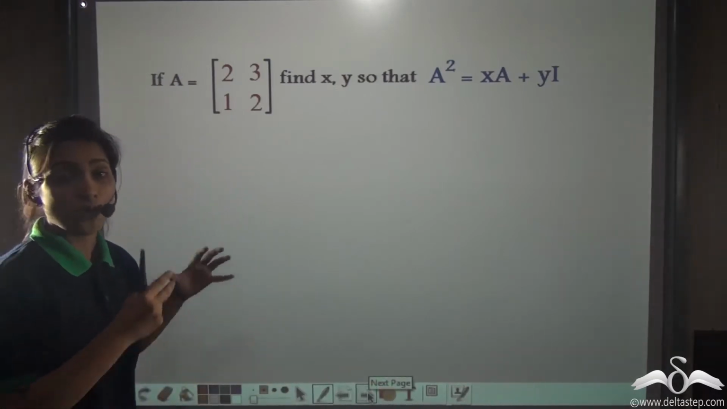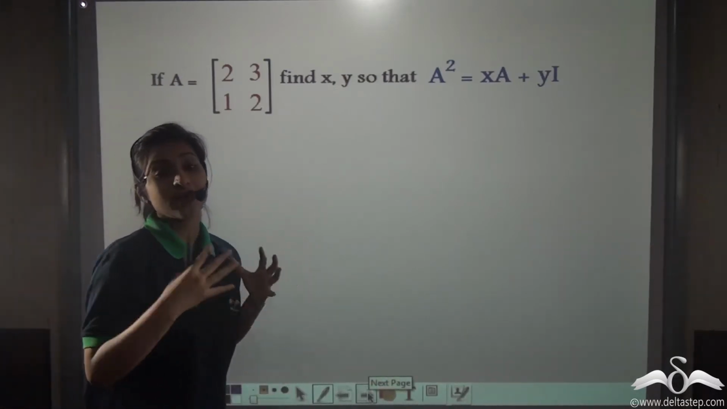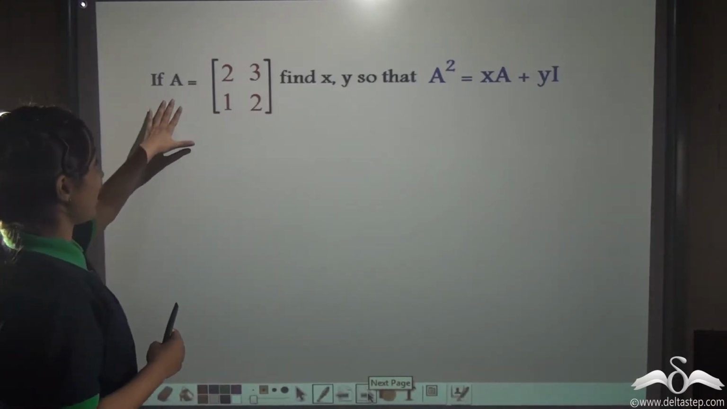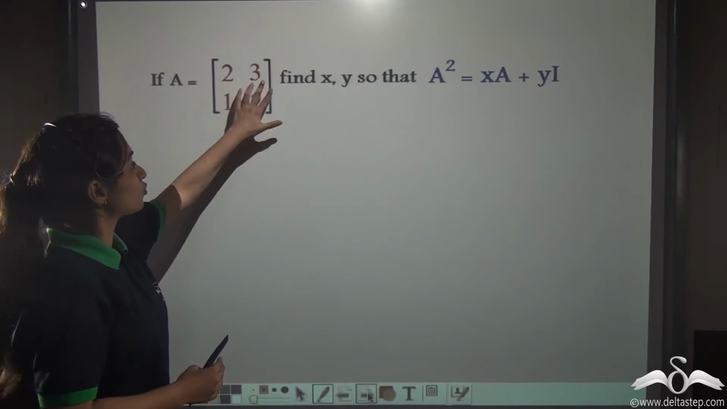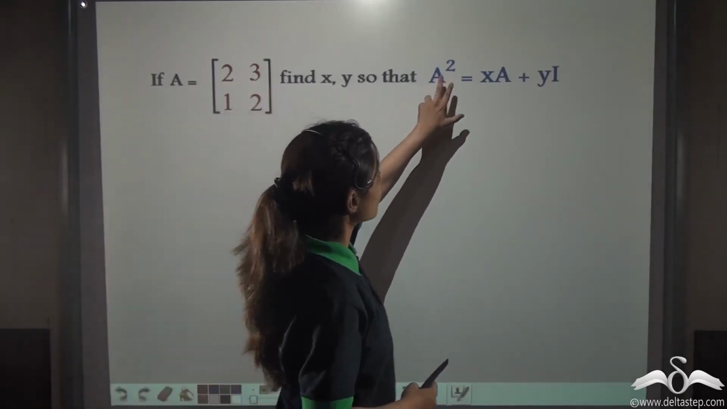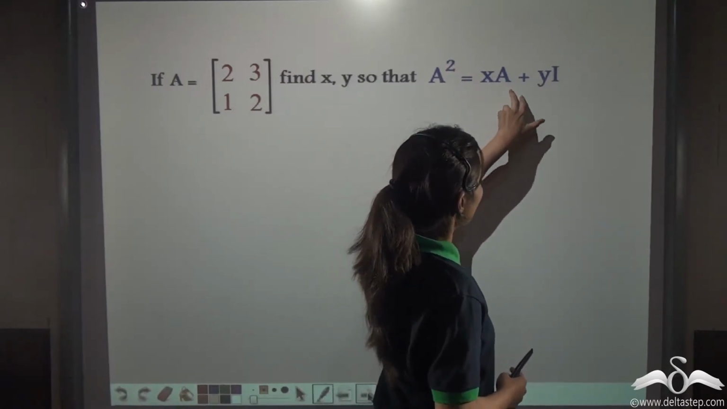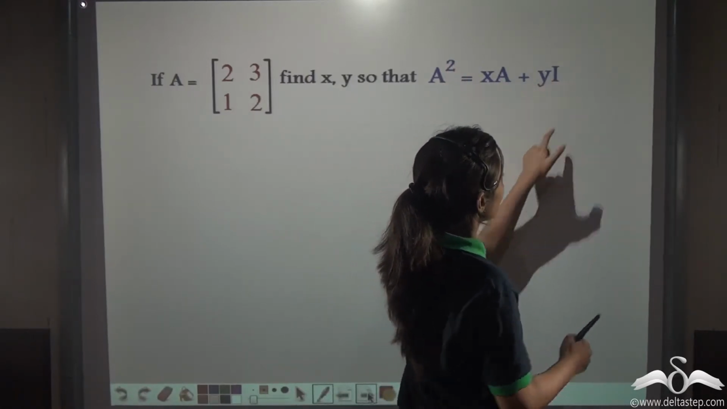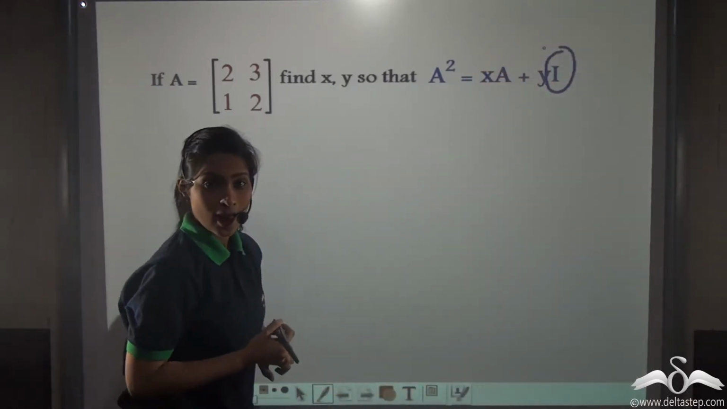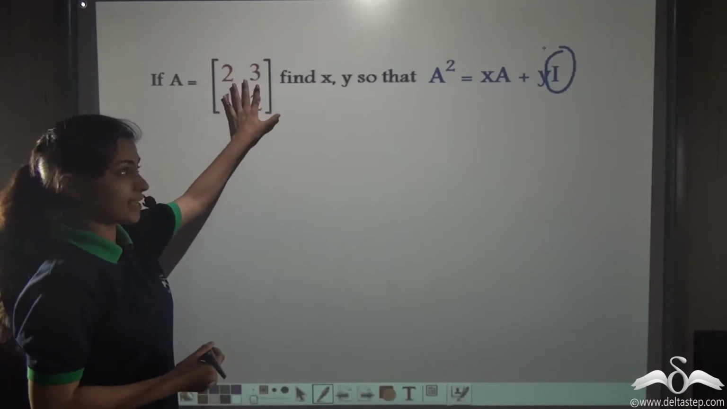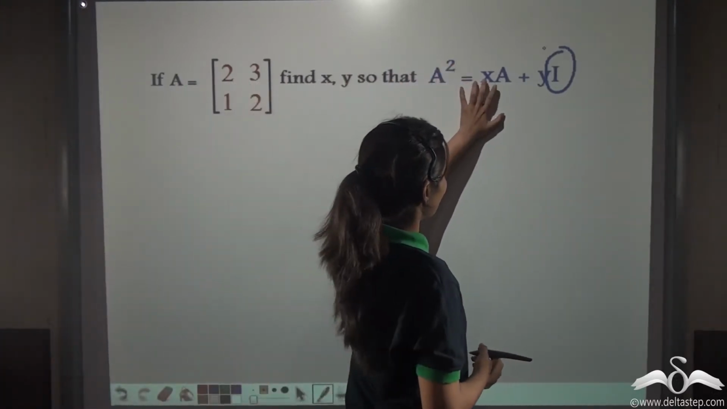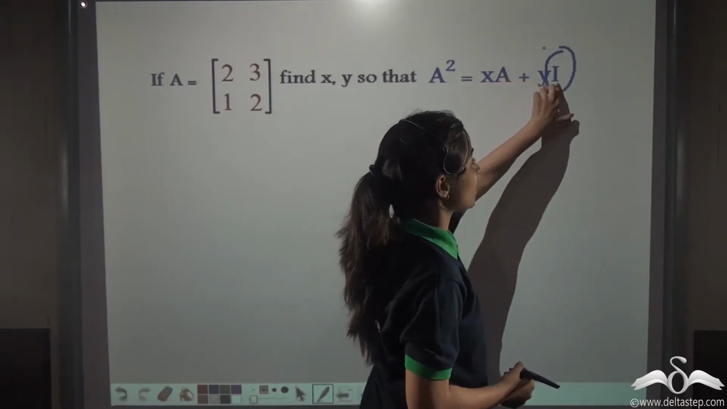Now, I will show you how we can use this identity matrix in operations on matrices. Look at this. If matrix A is [2, 3; 1, 2], find x and y so that A squared is equal to x into A plus y into I. Now, what does this I represent in the question? They have given you a matrix A, and you need to fulfill this equation: A squared equals x into A plus y into I.